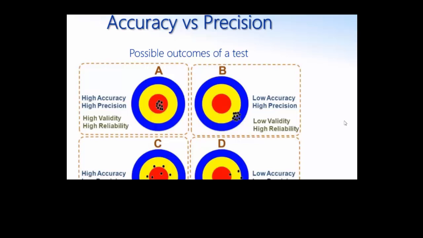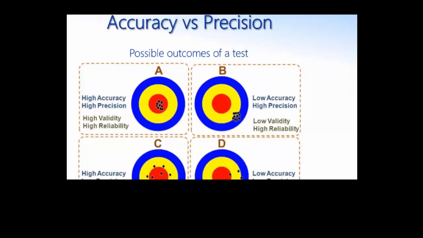In the B quadrant, all the results are very close to each other, which means that the precision is very high, but they are far from the true or truly expected result. So in this case, the diagnostic test gives us low accuracy.